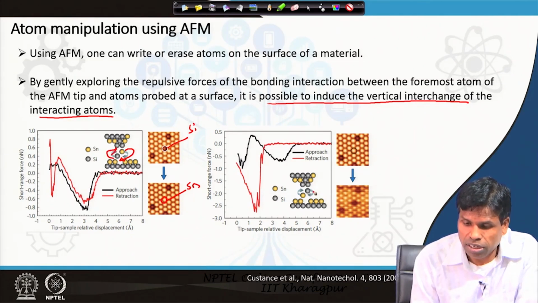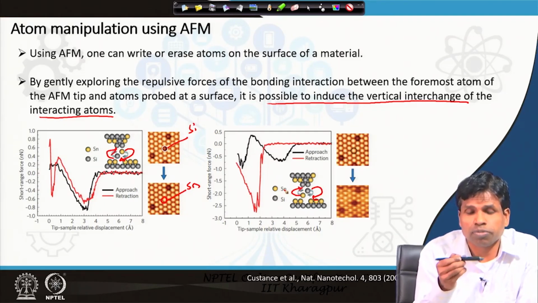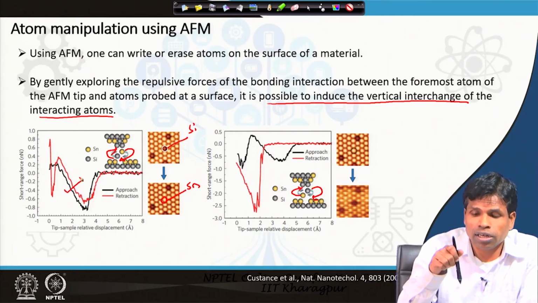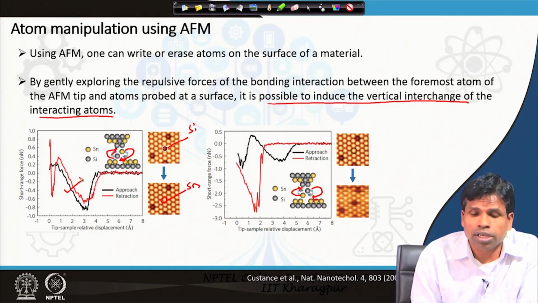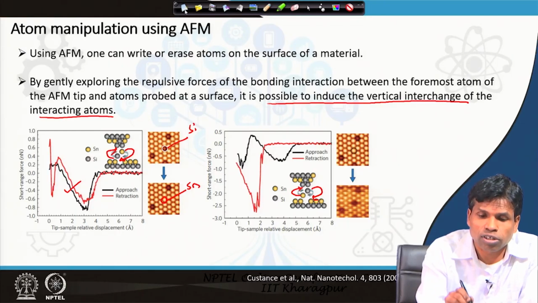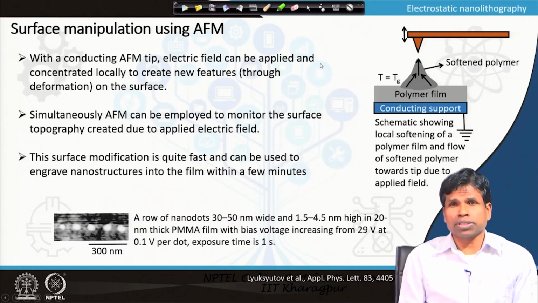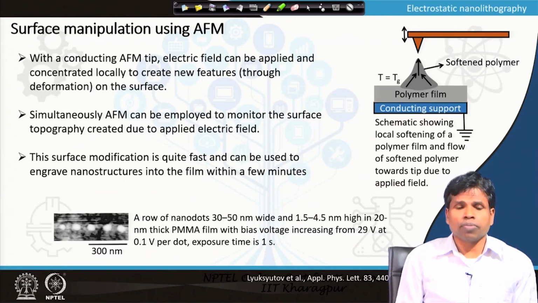Now the silicon atom comes and the tin atom goes back to the tip. This is the force versus distance curve, showing how a tip can be brought very close to particular atoms and then exchange can occur. These are nothing but atomic manipulation done using the AFM tip. Similarly, surface manipulation can also be done. Those were hard, semiconducting samples. It can be done with polymeric and other kinds of samples.